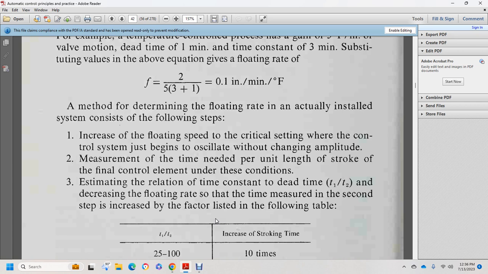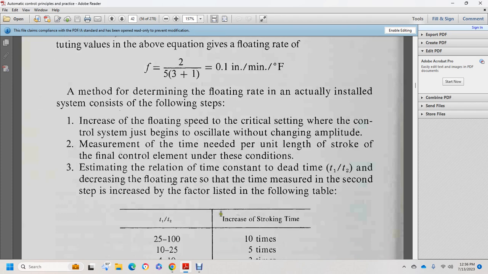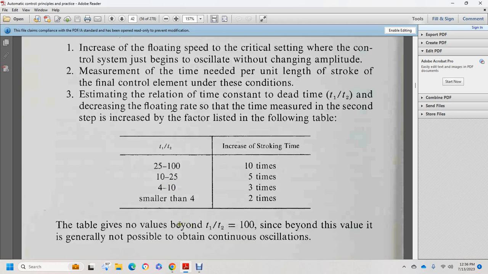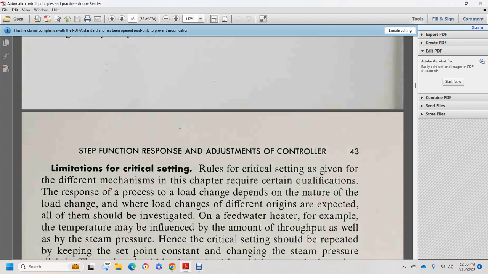So the time is measured for the second step, increased by the factor listed in the following table: 25 to 100, 10 times; 10 to 25, 5 times; 4 to 5, 3 times; smaller than 4, 2 times. This step will give no values beyond time 1 over time 2 equal to 100, since beyond this value it is generally not possible to obtain continuous oscillation.